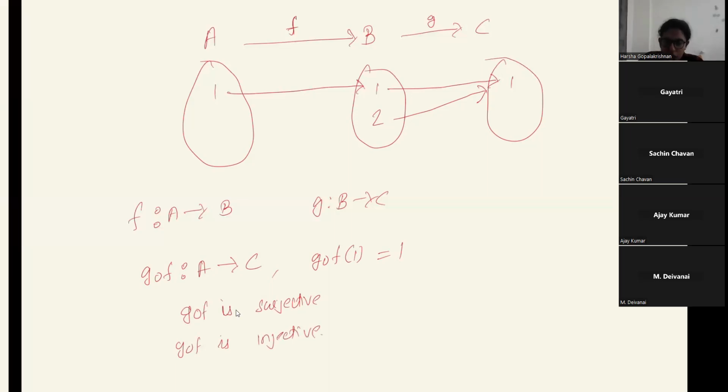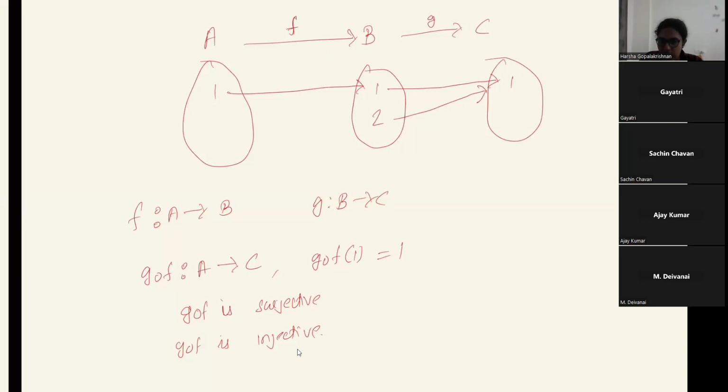So if G composite F is surjective, then we proved that G is a surjective map. Is this clear from the example? Here G is surjective, right? But what about F? Is F surjective? No. So if G composite F is surjective, we can only say G is surjective. F need not be surjective. That is what this example says.